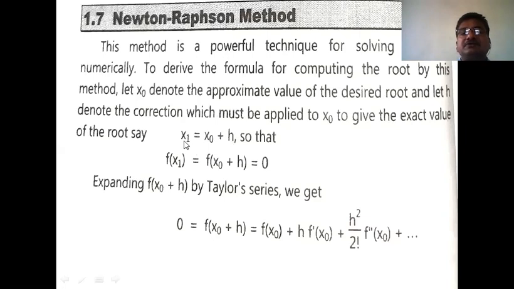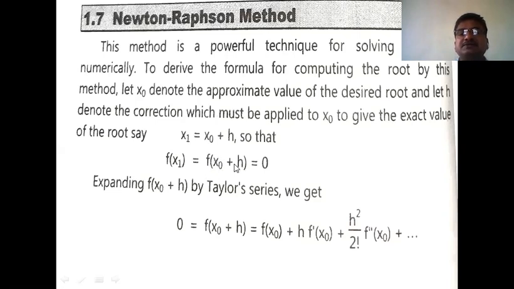So x1 is x0 plus h. This x0 is the approximate root, and this x1 is the correct root of the equation. Therefore, we have f of x1 is equal to 0, because x1 is the correct root of the equation f(x) is equal to 0. That is, we have f of x0 plus h is equal to 0. And we expand this by using Taylor's series or Taylor's theorem.